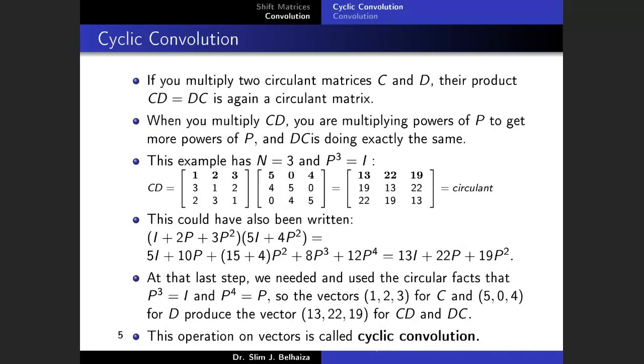If you multiply two circulant matrices, like the one just defined in the previous slide, C and D, their product CD, which equals DC, is again also a circulant matrix. When you multiply CD, you are multiplying powers of P to get more powers of P, and DC is doing exactly the same. So let's take this example, in which we have n equals 3 and P to the power 3 equals R.